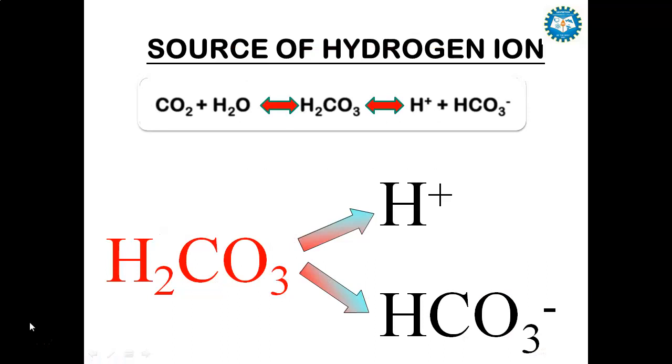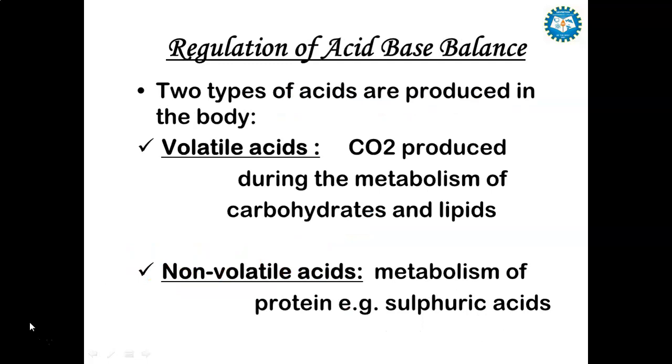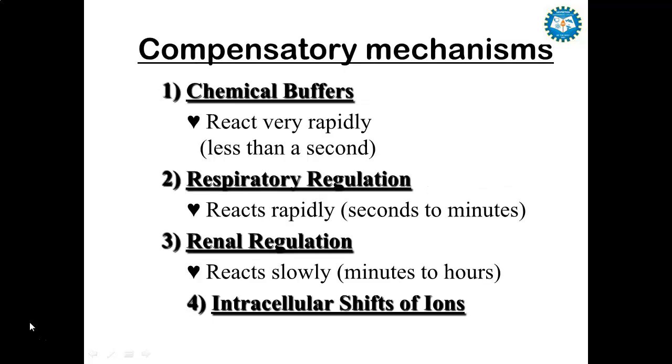Source of hydrogen ion. CO2 plus H2O is equal to H2CO3, which dissociates, so hydrogen ion and HCO3- will be formed. Regulation of acid balance. Two types of acids are produced in the body. The volatile acid, CO2, is produced during the metabolism of carbohydrates and lipids. The non-volatile acid comes from the metabolism of protein, for example sulfuric acid. The compensatory mechanisms are chemical buffers, respiratory regulation and renal regulation.